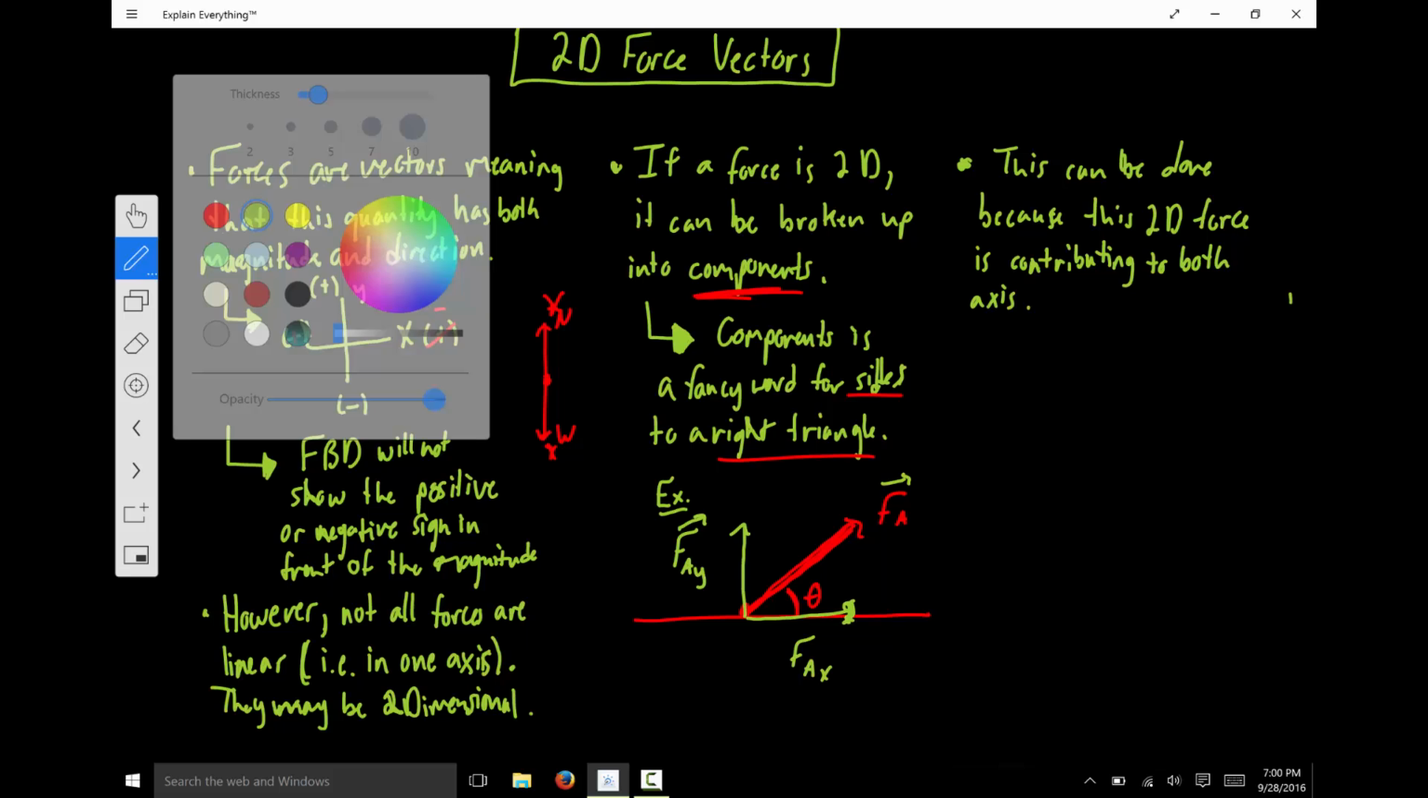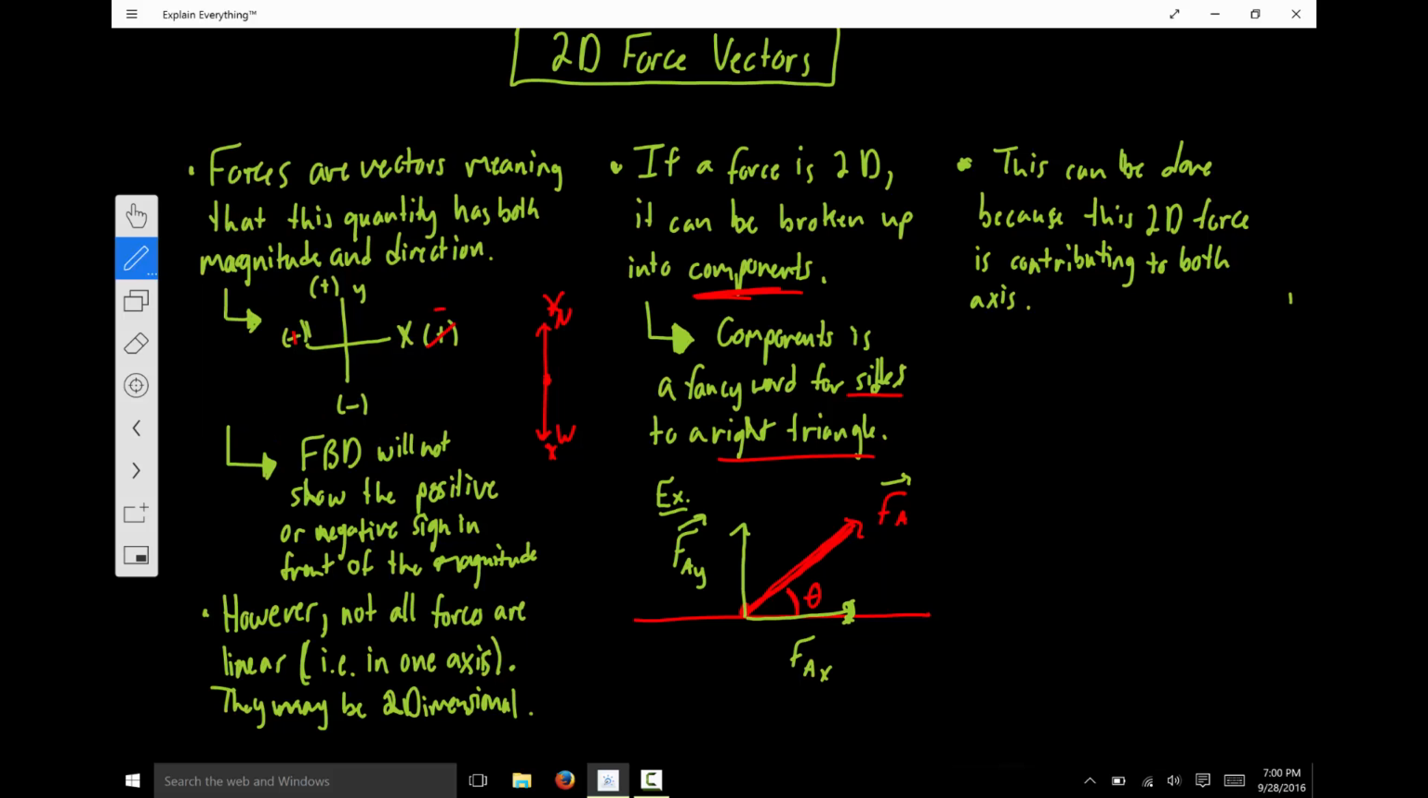So how in the world do we actually calculate what those components are equal to? For this, we're going to have to use a little bit of trigonometry. Just a few reminders. Sine theta is equal to opposite over hypotenuse. Cosine of theta is equal to adjacent over the hypotenuse side. And tangent of theta is equal to opposite over the adjacent side.